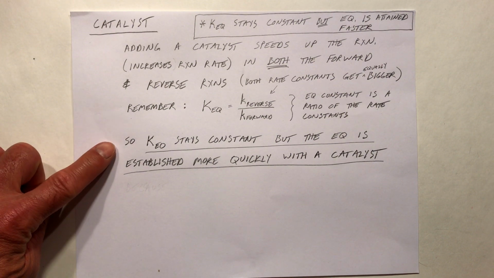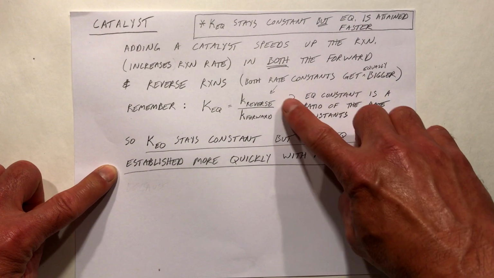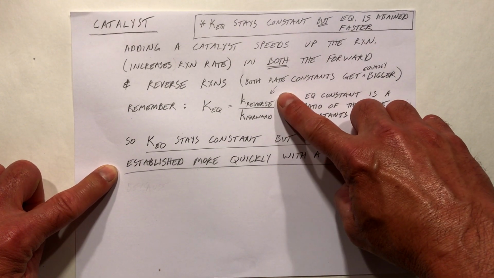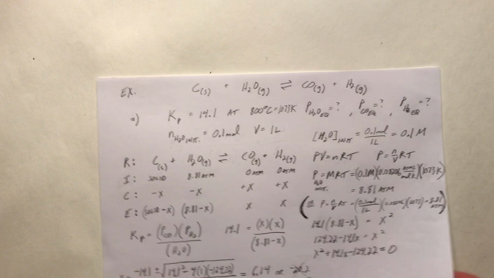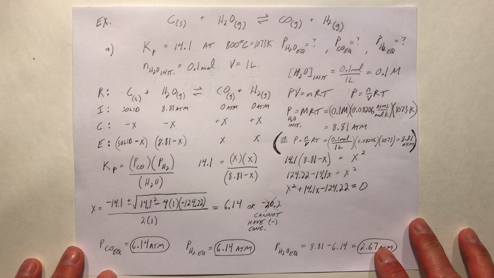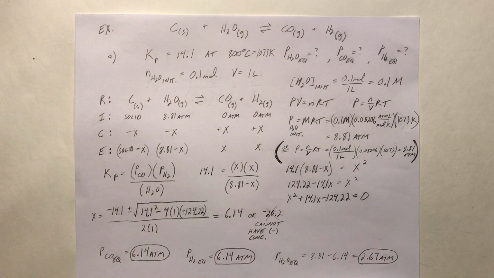So KEQ stays constant, but the equilibrium is established more quickly because we have bigger rate constants and a faster rate. That's important to know, that we'll get to the equilibrium at the same KEQ, but it'll happen faster. Let's take a look at several different examples around this equilibrium reaction.